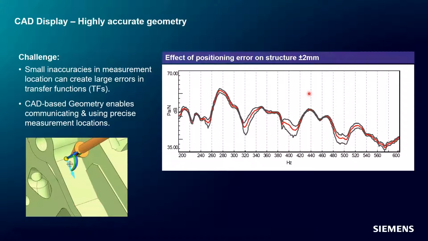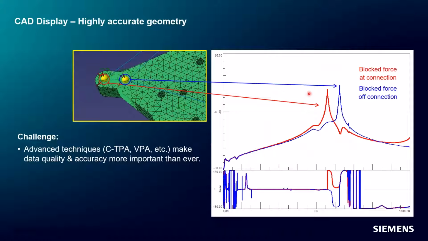It allows us to not only communicate that, but then verify that we're setting up and measuring in the actual intended location. And then with the virtual instrumentation, we'll be able to utilize those actual measurement locations to a very high degree of accuracy. So advanced techniques, component-based TPA, virtual prototype assembly, etc., are going to take these FRFs that we're measuring on our structure, and they're going to do a bunch of further calculations downstream. There's matrix inversion, there's all kinds of frequency-based substructuring, and so the quality of those FRFs is more important than ever.